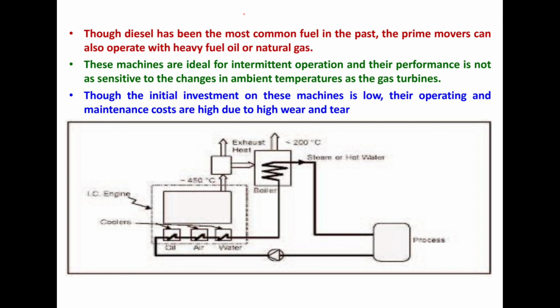This process will continue through the condenser unit, and again it will enter into the oil, air and water chamber of the IC engine. Again steam is generated as hot water, and the process cycle will continue.